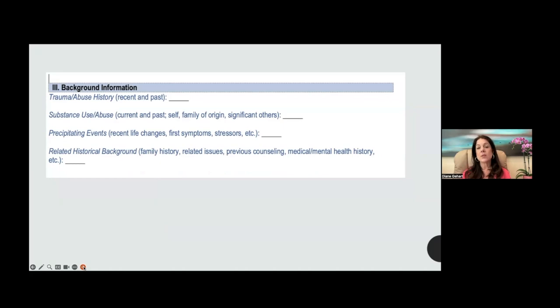Learning about substance use and abuse, about themselves, significant others, family members, both family of origin and current family, is also very important. Precipitating events: were there any recent life changes? When were the first symptoms? Are there current stressors we need to be aware of? And related family history, and just historical background: any related issues, any previous counseling or psychotherapy, any medical or mental health history. Getting those major historical elements helps you get the big picture and know where to focus when working with your clients.